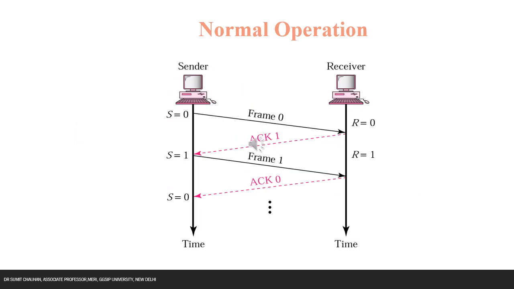This is normal operation, when the sender first sends frame 0 and receives an acknowledgement from the receiver. After receiving the acknowledgement it sends the next packet, and when it receives the acknowledgement of that packet, it sends the third one.